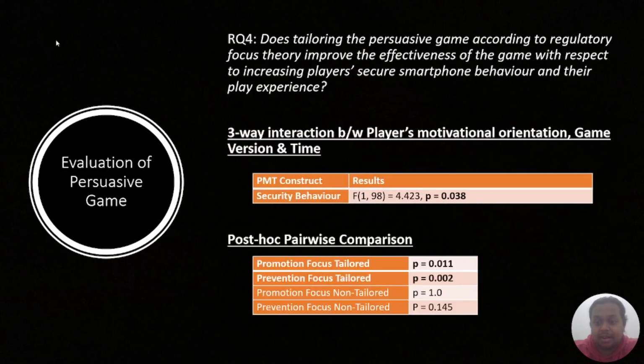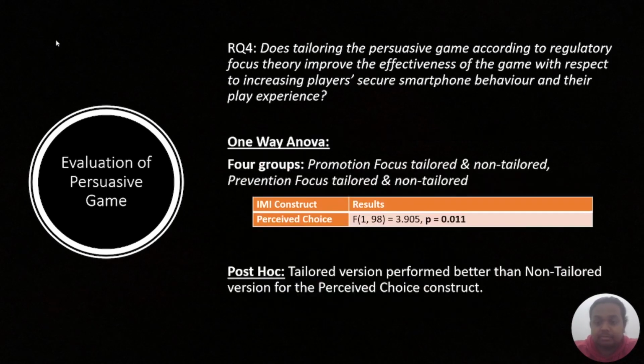There was a 3-way interaction between time, game versions, and players' motivational orientation for the security behavior construct, and from the pairwise comparison, it was evident that the tailored versions performed significantly better than the non-tailored versions. We also conducted a 1-way ANOVA and found there was a main effect of the perceived choice construct. From the post-hoc results, it was evident that the tailored versions performed better than the non-tailored version.